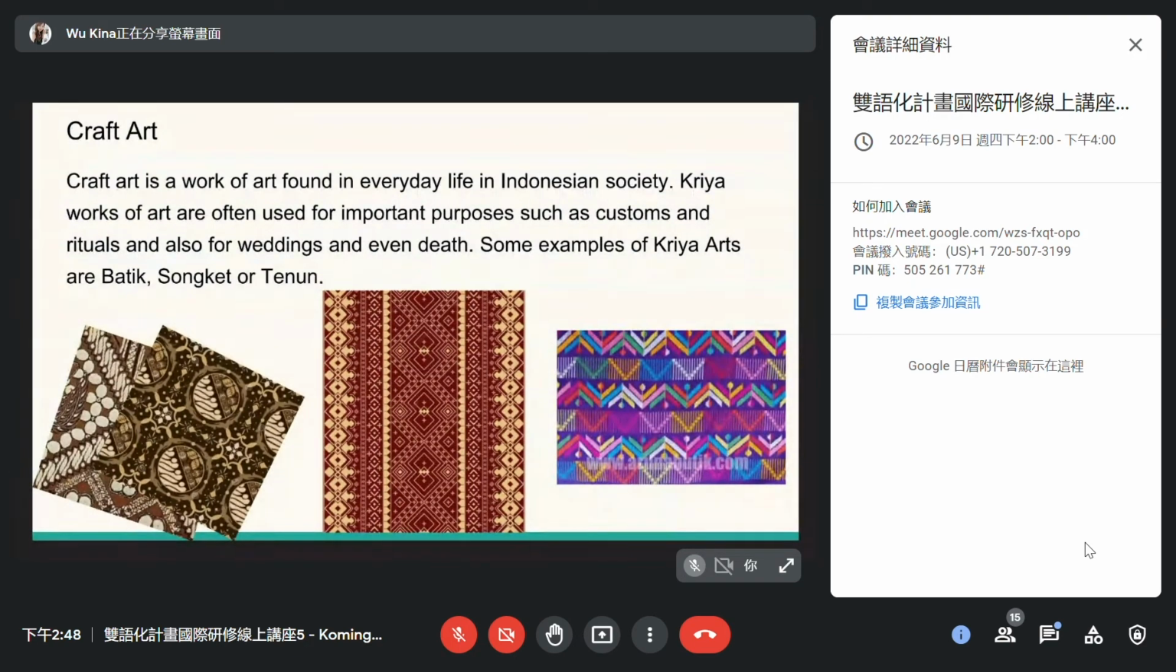And here you see craft art. What is craft artwork? It is found in everyday life in Indonesian society. Kriya works of art are often used for important purposes such as custom, ritual, and also weddings or even death. As you see here, there are 3 different types of works from cloth, the material art. So I would like to ask some of you here today online, any of you from the material arts, you can raise your hand or just turn on your speakers and tell me what the differences are between these 3 artworks of material.